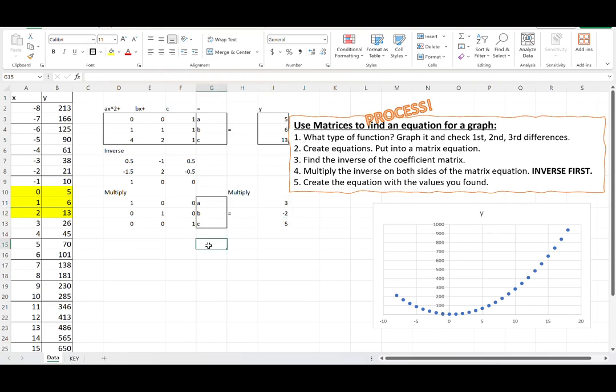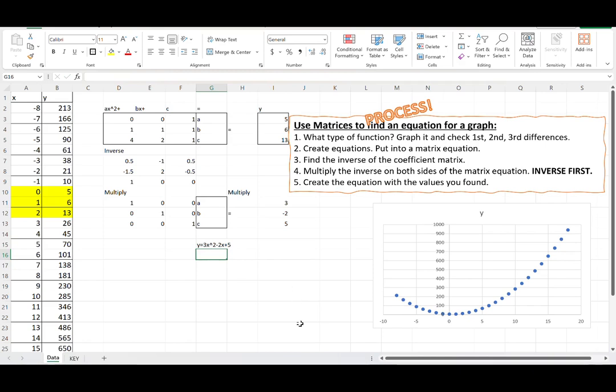So our final step is to create the equation y equals ax squared. So that is 3x squared plus bx, or -2x. Let's go ahead and do -2x. Plus c, which we kind of could tell already because of the 0 and the 5. That was going to be our y-intercept, right? Plus 5 is our c. We have found the equation.